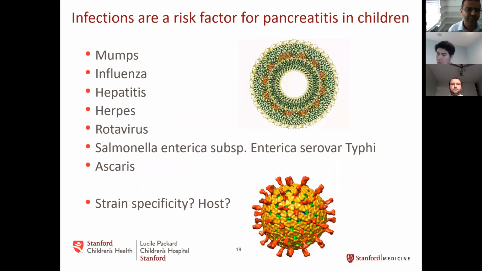Infections are really exciting, because it's really the pediatric reports that have put infections on the map as a risk factor for pancreatitis. And there are a whole slew of them, including mumps, influenza, hepatitis, herpes, rotavirus, salmonella, even parasites such as ascaris. Why do they cause pancreatitis? What is the pancreatotropic specificity of the strain of pathogen? And what is it about the host? And these are questions that can be answered in clinical and experimental settings, and not something that's ever been really probed in a systematic way.